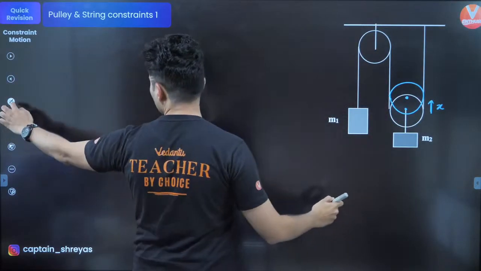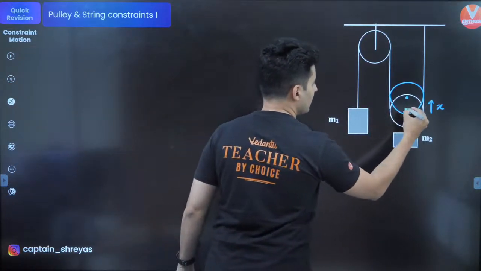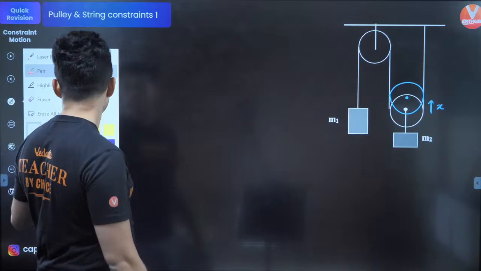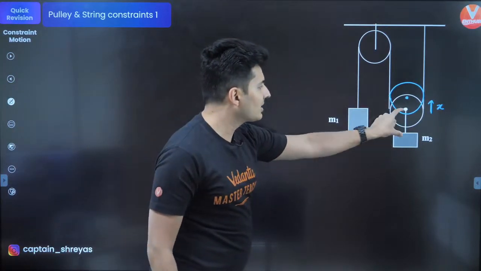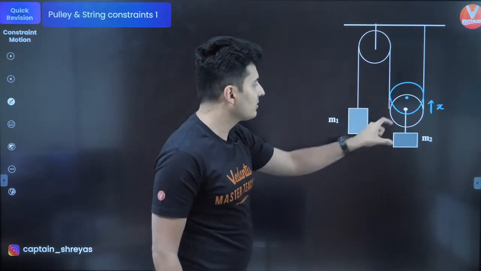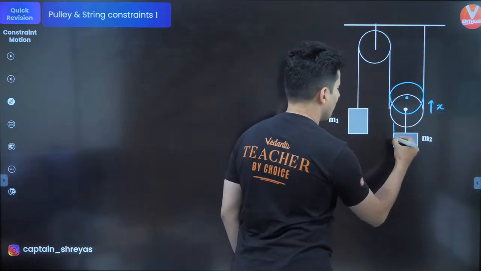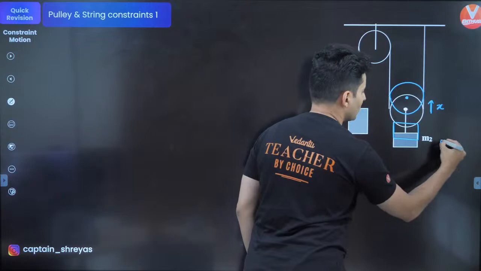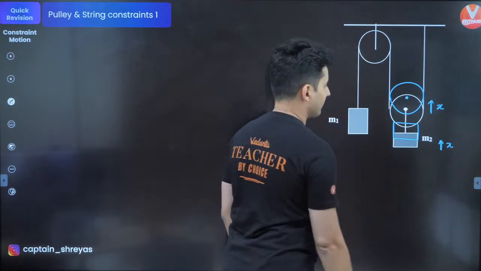Earlier the center was right over here. The center has gone up by X amount. If that's the case, even this mass which is attached over here will also go up. So I'll show the new position of the mass M2. So M2 also has gone up by X.